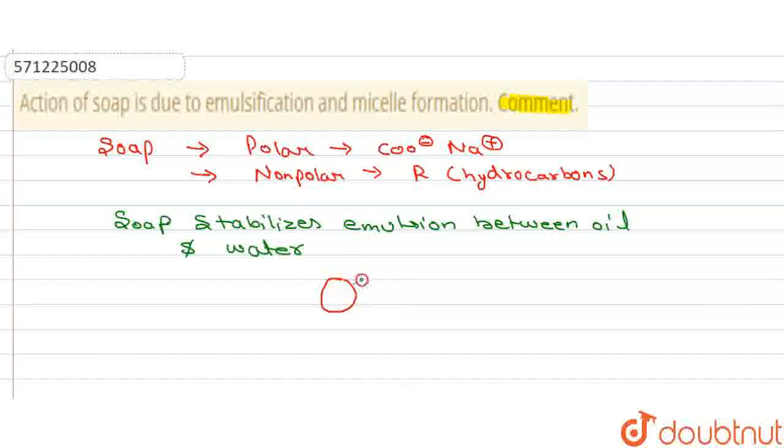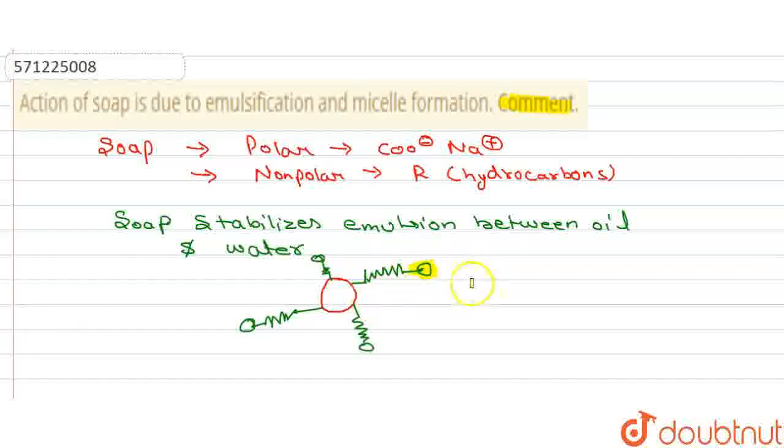Let's say this is the structure. These are the structures that will form. These are the micelle formation. What is happening here? The tail is hydrophobic, so it is going to the non-polar side, and non-polar is our oil drop. This head part is hydrophilic, so it is going into the water because it is polar.